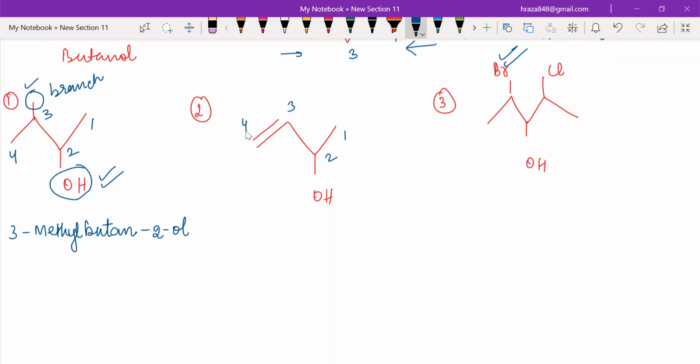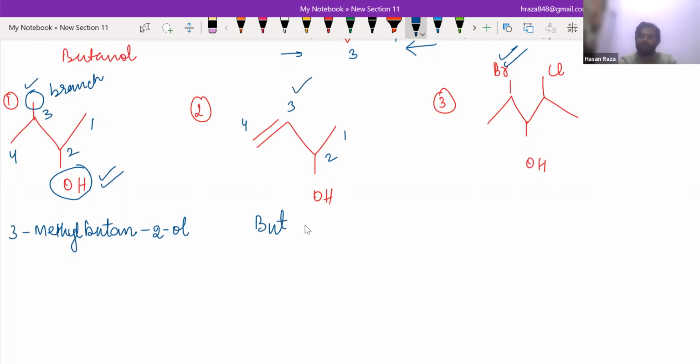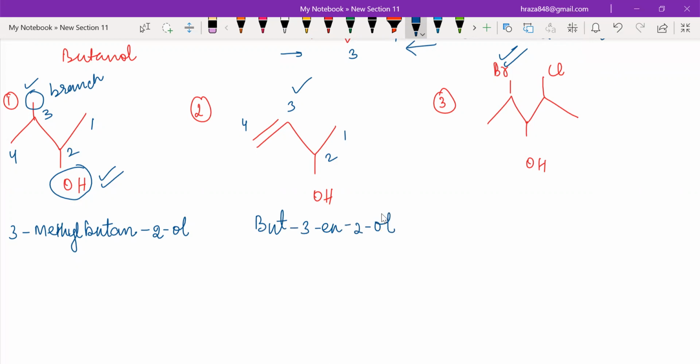Now come to the point. There is no branch. So for the parent chain, you are going to write but. And at the third position, there is a double bond. So 3-en and 2-ol. Isn't it easy? You just need to follow the steps.